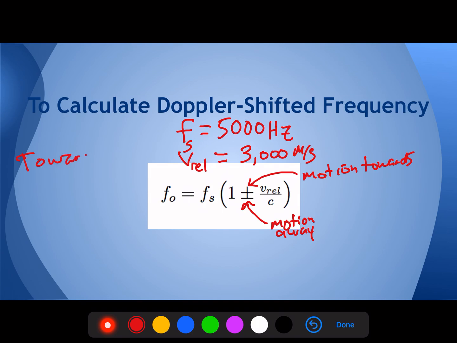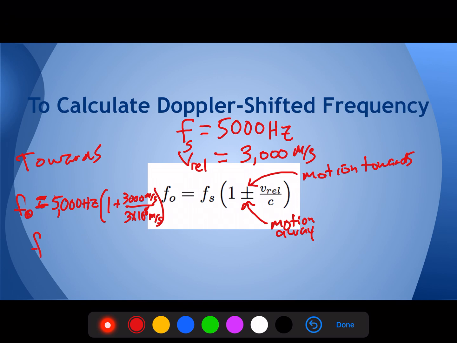Okay, so let's say that this particular light source is moving towards us. So I'm going to choose the plus sign there in the formula. So the observed frequency I would find for this example would be the frequency given off by the source, which was 5,000 hertz, times 1 plus 3,000 meters per second over 3 times 10 to the 8 meters per second. So plugging that into my calculator, what I will find is that the observed frequency will be 5,000.05 hertz.